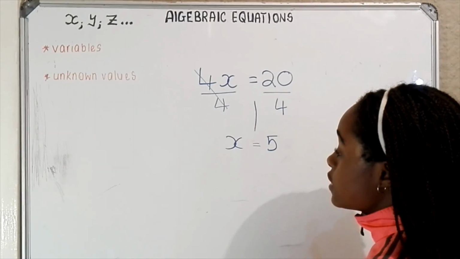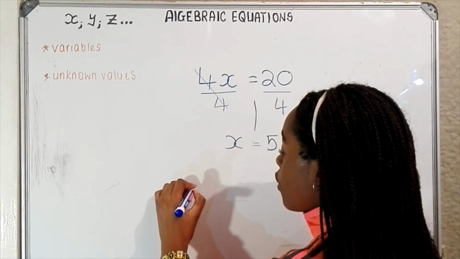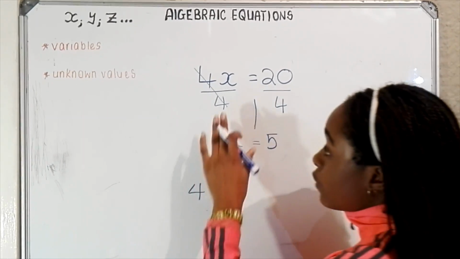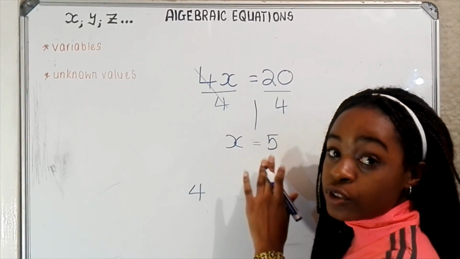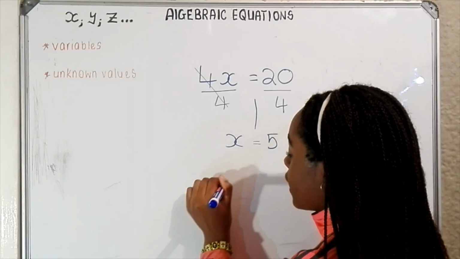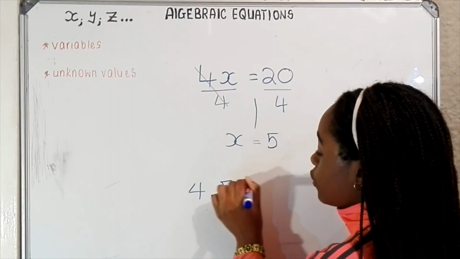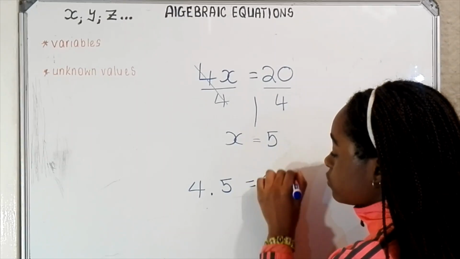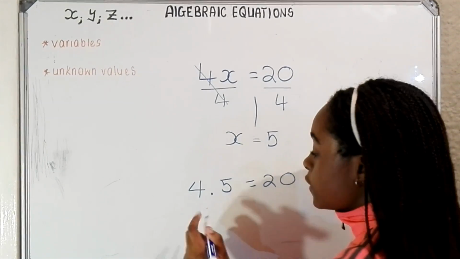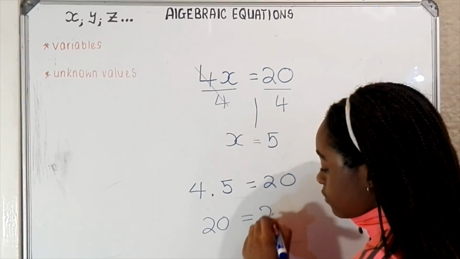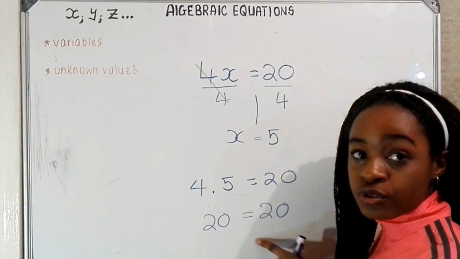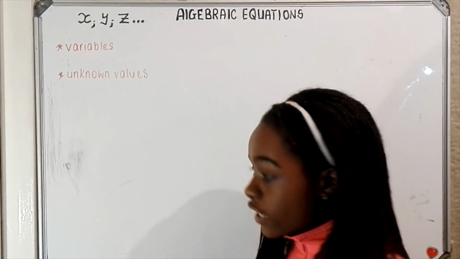We can check this answer by saying 4, and we know the value of x is 5. So we're going to multiply by 5, and we're going to say that's equal to 20. 4 times 5 gives me an answer of 20. 20 is equal to 20. So this answer is true and this answer is balanced. Okay, let's try another one.